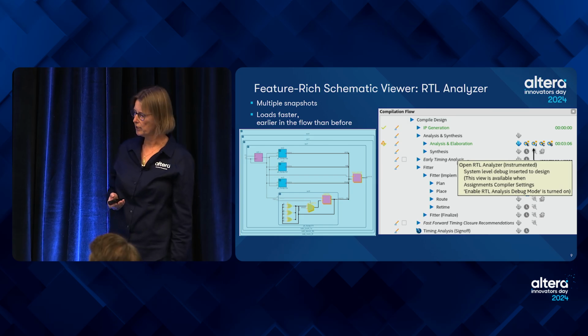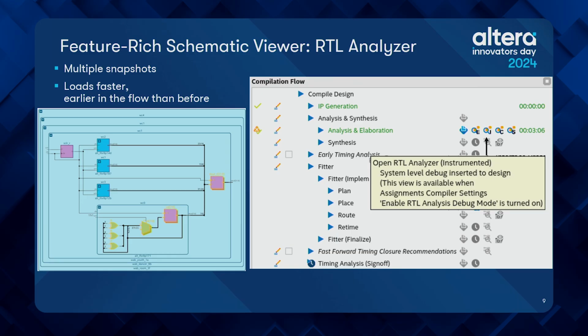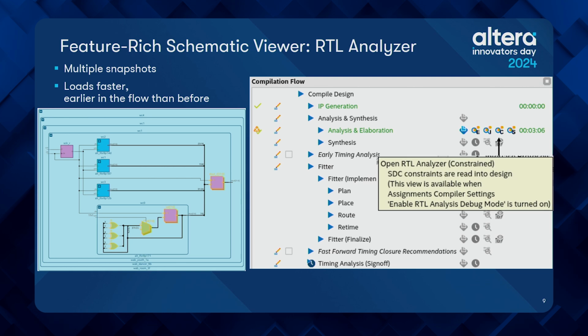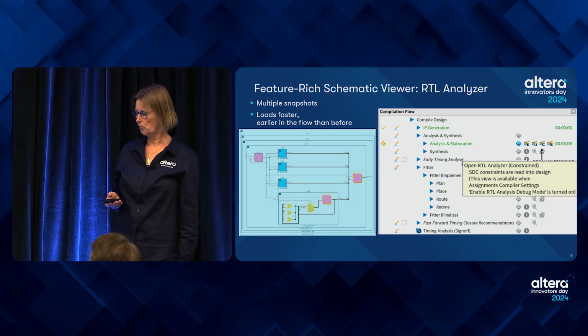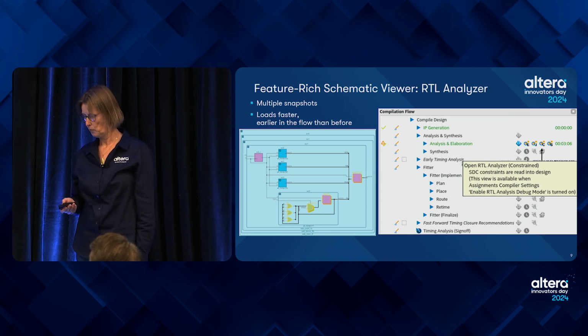And then there's also the instrumented view, which is basically the elaborated view, but it adds on any system-level debug logic that was inserted. And then the constraint view, where you can also see the SDC constraints that were specified on the RTL applied to the netlist.